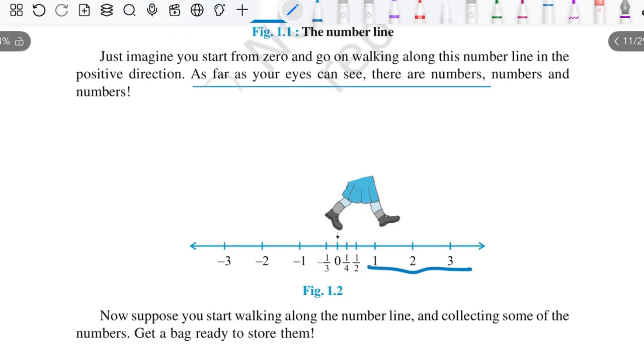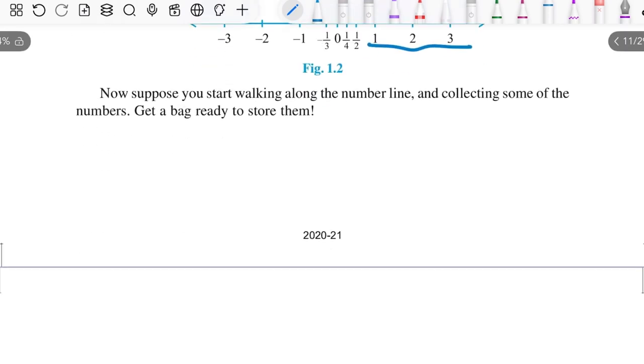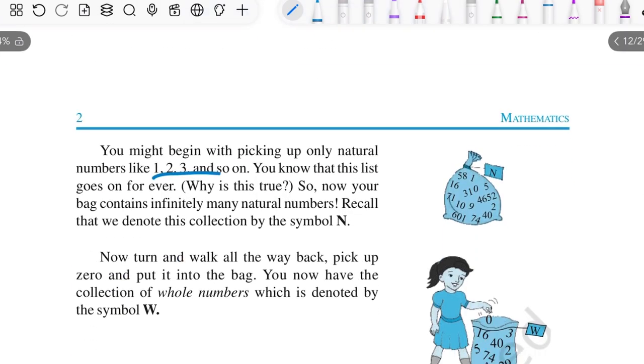Now suppose you start walking along the number line and collecting some of the numbers. Get a bag ready to store them. You might begin with picking up natural numbers like 1, 2, 3 and so on. You know that this list goes on forever. So now your bag contains infinitely many natural numbers. Recall that we denote this collection by N. This is the bag full of N.